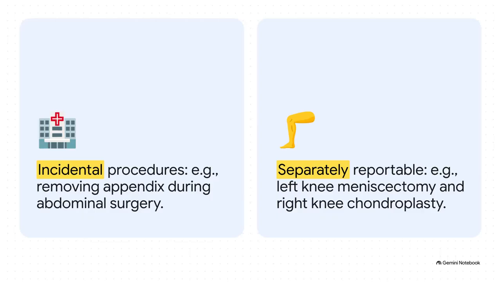But what happens when a doctor does extra work? Well, this is where we contrast incidental procedures with separately reportable ones. Say a surgeon is already inside a patient for abdominal surgery and decides, hey, let's remove the appendix as well. That is an incidental procedure. You are already in there, so it's not billed separately. However, if a surgeon operates on two completely distinct body parts, like say removing the meniscus on the left knee and then shaving cartilage on the right knee, that is separately reportable. Those are distinct procedures that absolutely justify unbundled codes.